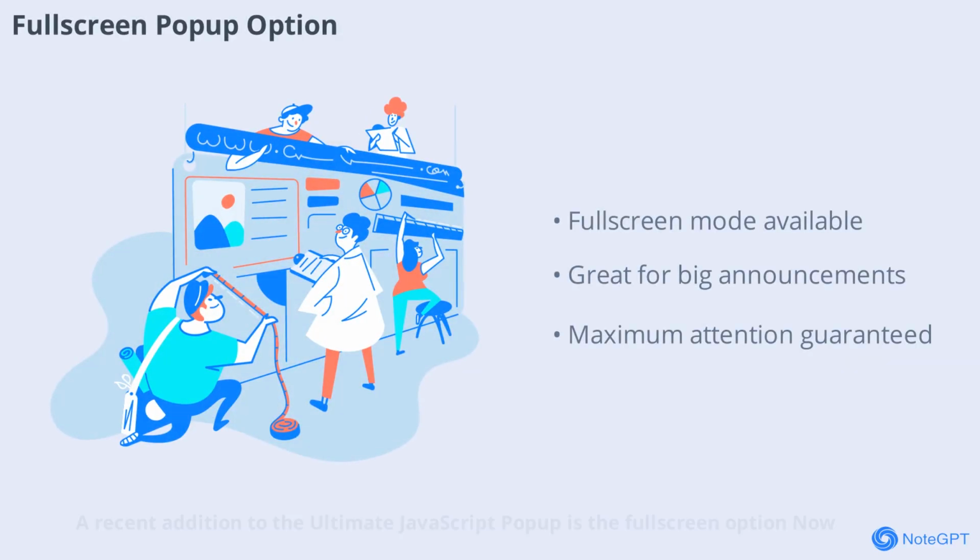A recent addition to the ultimate JavaScript pop-up is the full screen option. Now you can make your pop-up take over the entire screen, perfect for important announcements or immersive experiences. This feature gives you even more flexibility in how you capture your audience's attention and deliver your message.